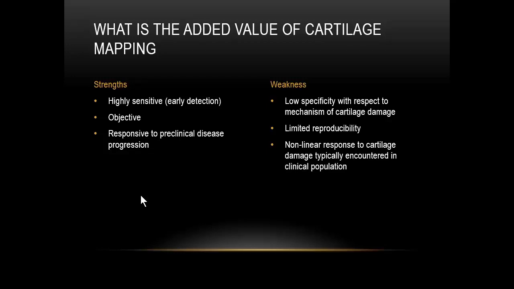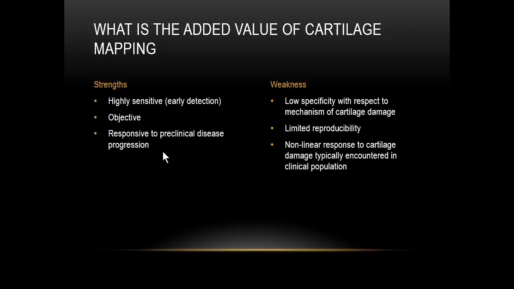The problem is as they become more and more sensitive, the reproducibility and the variability of those techniques becomes problematic. And we can look at analysis techniques to try to correct for some of that problem with reproducibility. One of the strengths is that they're very sensitive and responsive to preclinical progression. So that early progression that we may see within a patient as they go from what we would classify as very normal cartilage to early compositional changes in that cartilage, these techniques have a nice linear response.